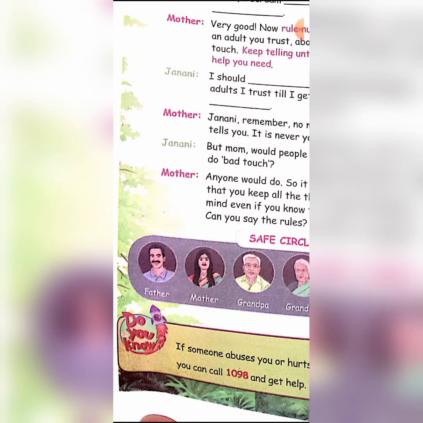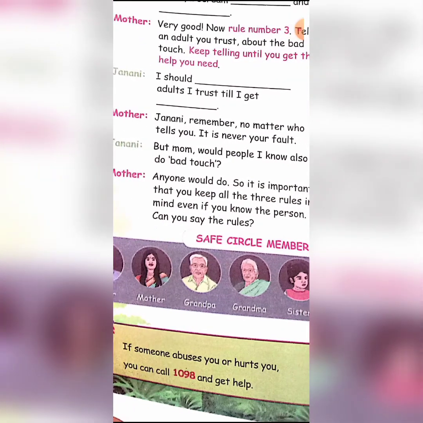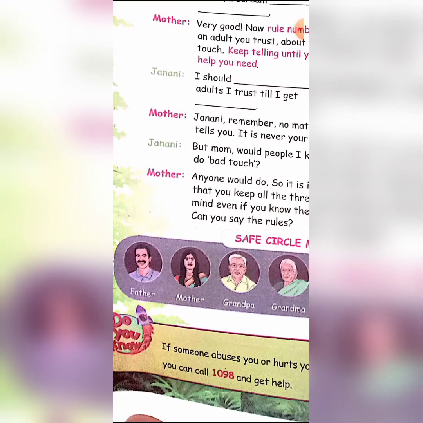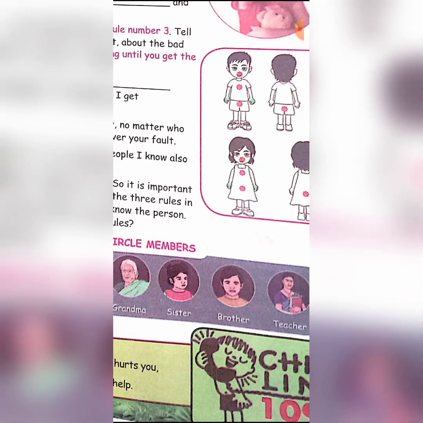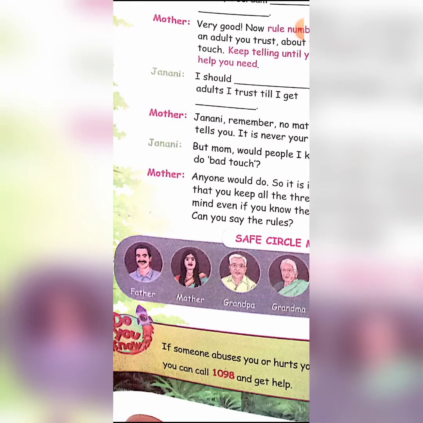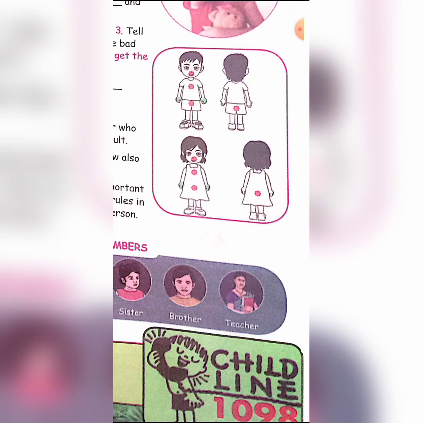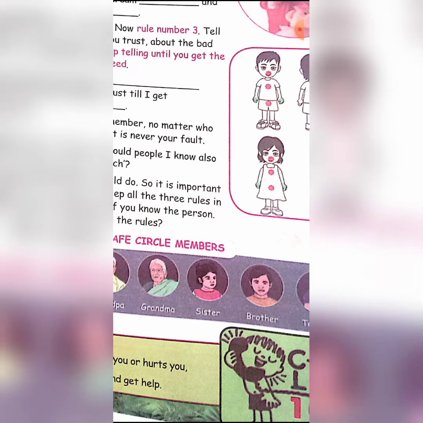Any doubt you can feel free to ask me, you can feel free to ask your mother or father. Safe circle members are mother, father, grandpa, grandma, sister, brother, teacher. These are the safe circle people. Among these, father, mother okay, grandma, grandpa okay, sister, brother okay, teacher sometimes, rarely, even a male teacher does a bad touch to girl students. So you should be careful.